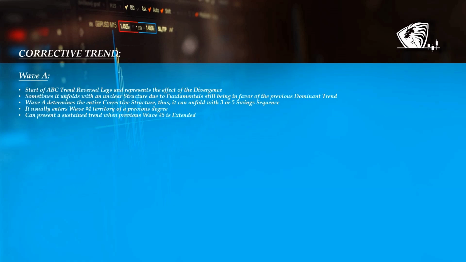Wave A represents the start of the ABC trend reversal legs and the effect of the divergence. It is typically harder to identify, and its moves are most of the times unclear due to the fact that the fundamentals are still somewhat in favor of the previous dominant trend.